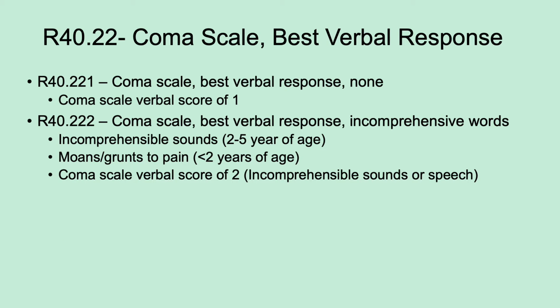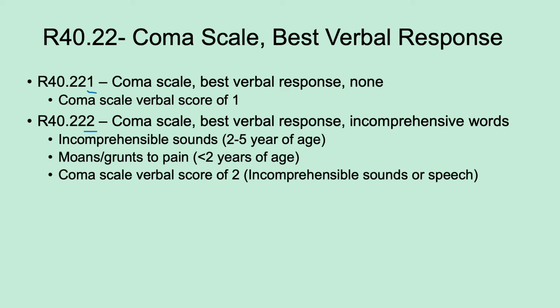The second set of codes describes the patient's best verbal response. This is the highest level during this period when the scale is being taken. So for the verbal response, you have R40.221, coma scale, best verbal response, none. So this is a score of 1.